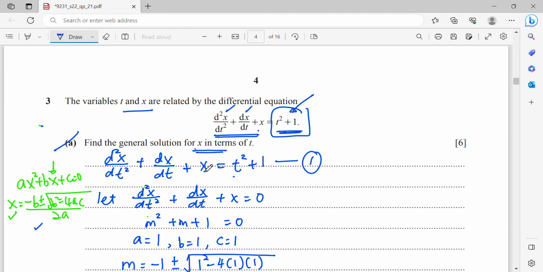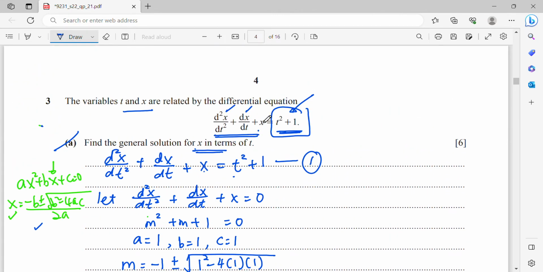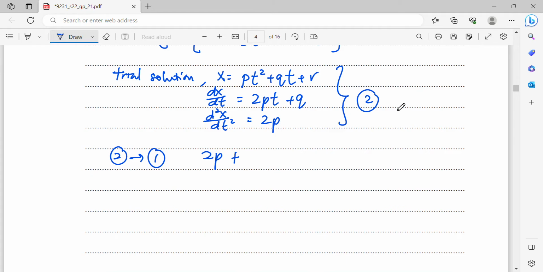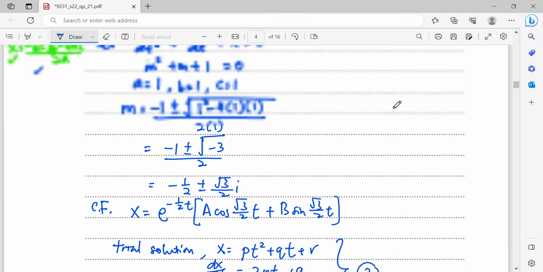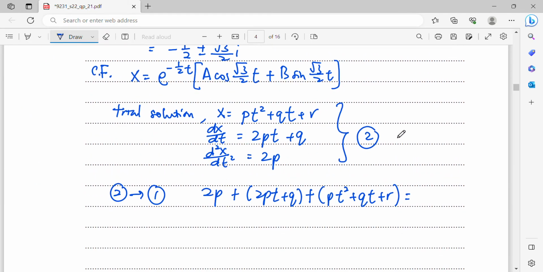Which means the first term is d squared x over dt squared, which is 2p, then plus dx/dt plus x. So dx/dt is 2pt plus q, then plus my x, which is pt squared plus qt plus r, that equals the right hand side, t squared plus 1.